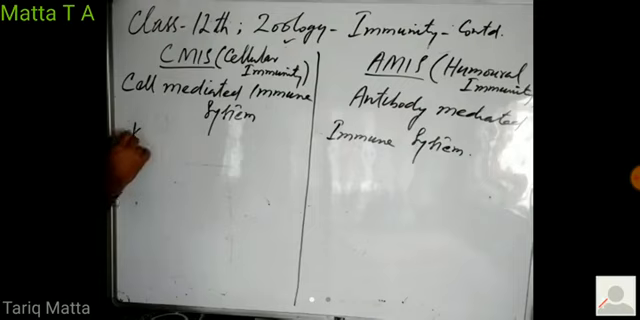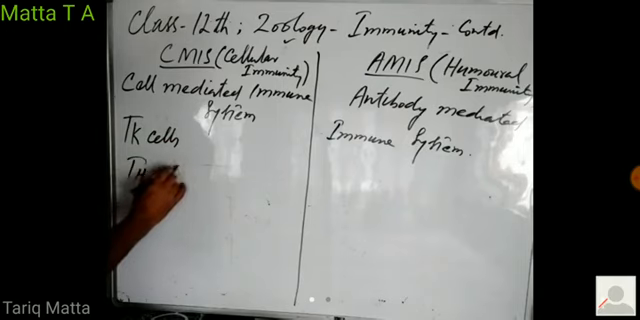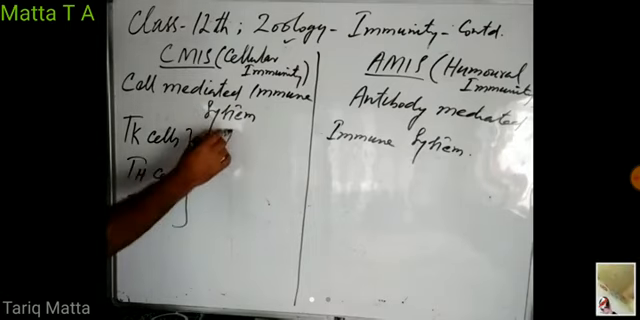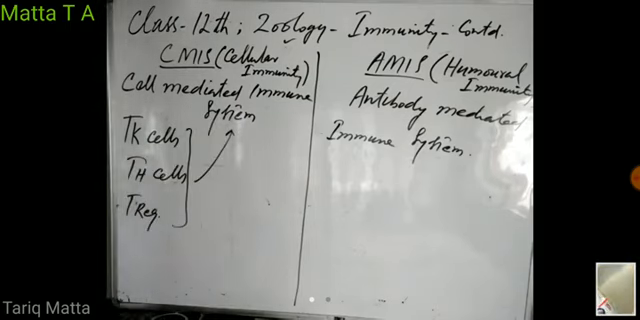Killer T cells, helper T cells, and regulatory T cells provide us cellular immunity. Because this immunity is mainly provided by the defensive cells, that is why we call it cellular immunity. So T lymphocytes provide us cellular immunity. Or we can simply say T lymphocytes give us cellular immunity.